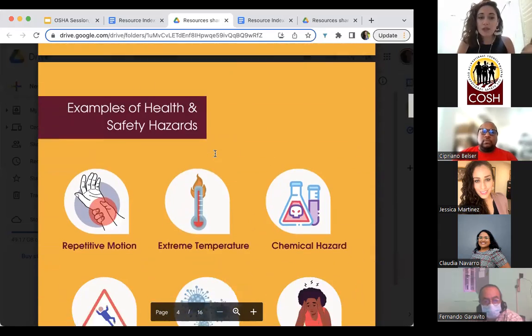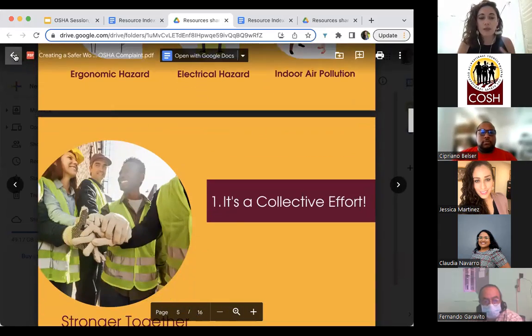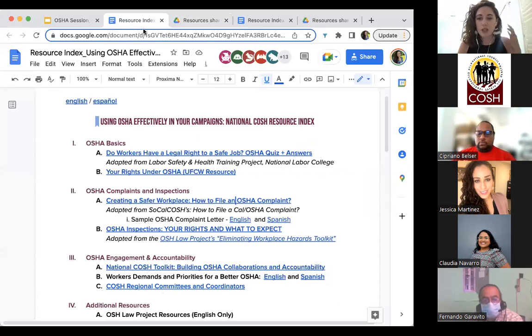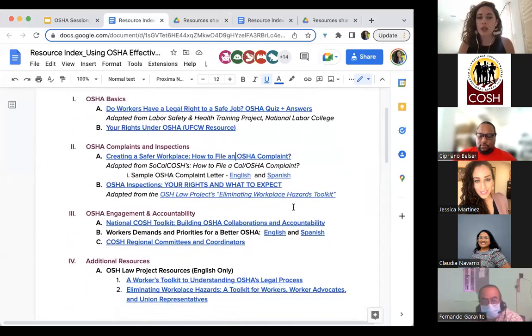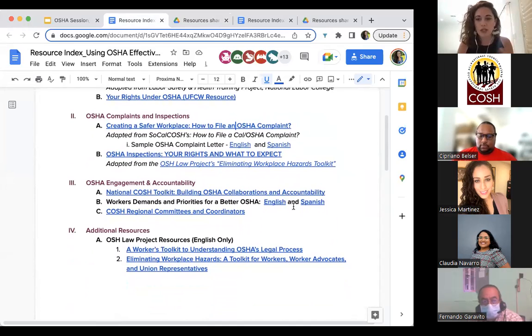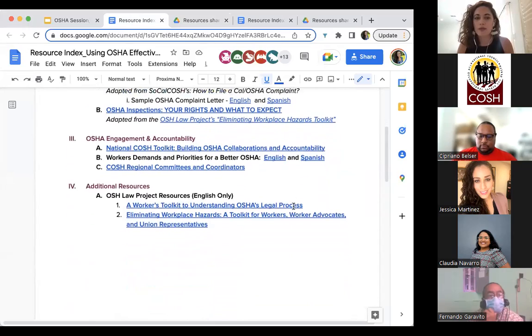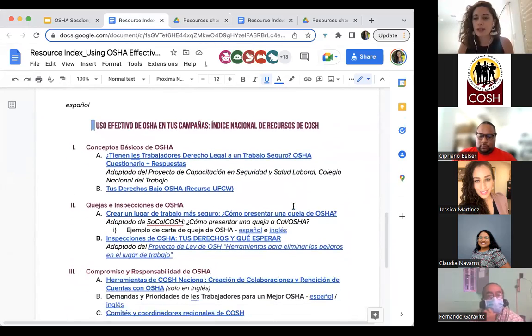If you go back to the resource index, other than that, the rest of it is basically the regional committee information, the demands that we just looked at, and then a step-by-step guide that helps you figure out just how do you actually reach out to OSHA? How do you do accountability and collaboration work with them? Lots of practical tips and examples.